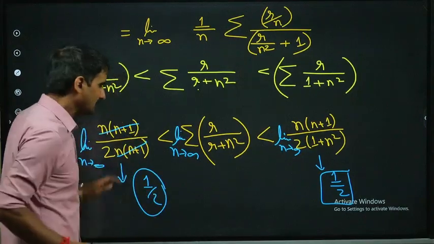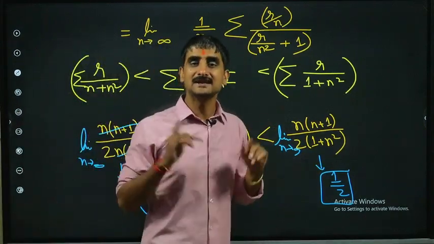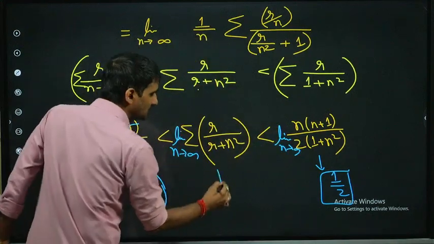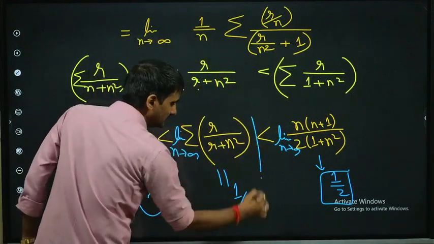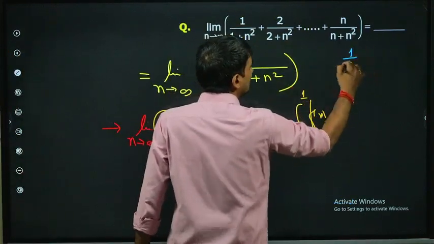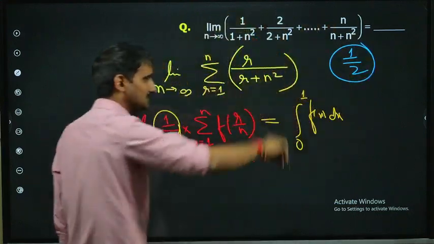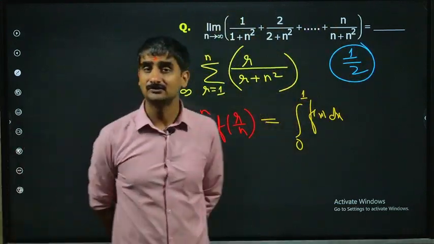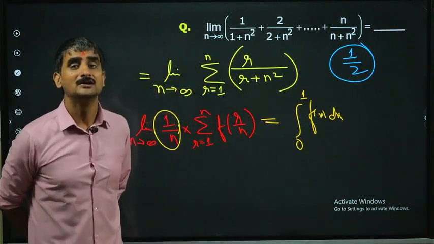Since the left extreme and the right extreme have the same limiting value, hence the limiting value for this is half. So the answer for this one is, how much? Half. Okay, so that's the question. With the help of the sandwich theorem we could evaluate this limit here.